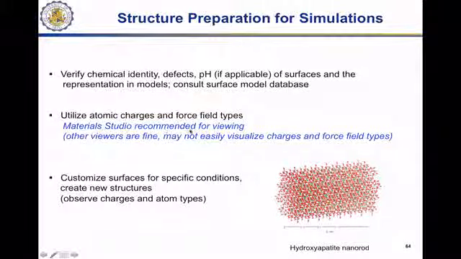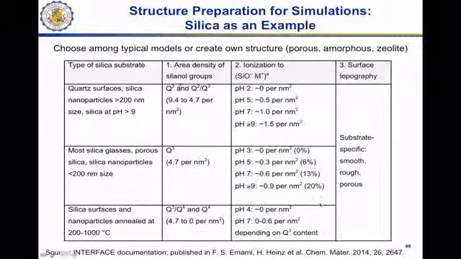Material Studio is absolutely the best platform for viewing structures, analyzing structures, and analyzing the output. There is no better tool available currently. And then customize the surfaces for specific conditions and so on. Here you can see, for example, a nanorod of hydroxyapatite, so that can be constructed. Silica, as an example, is probably one of the oxides that has the most variety of surfaces.